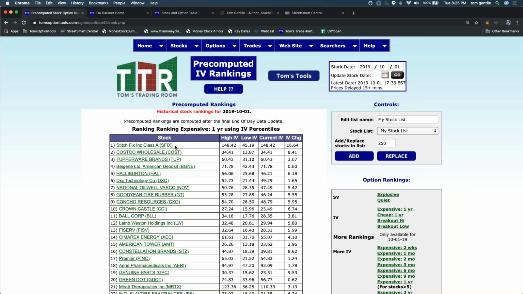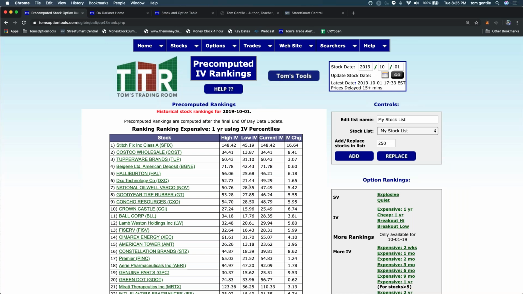So look at Stitch Fix. Stitch Fix announced earnings today, so that's why their implied volatility was so high. But look, the high was 148.42, the low was 45.19, and today was 148.42. I bet tomorrow this number is going to drop. But take a look at these other expensive stock options. Costco, expensive. Tupperware, expensive. Biogen, expensive. Halliburton is not as expensive as it was, because this is the high, 56.06, this is the low for the year, 25.68, and this is where it is as of today's close. So you can see what's on the high side.